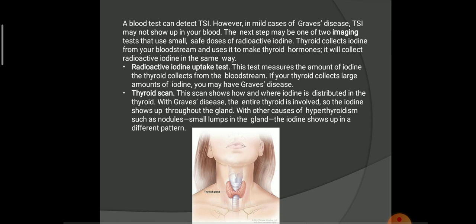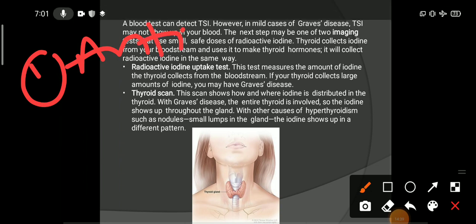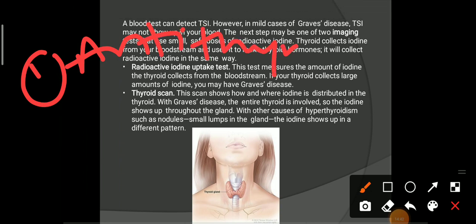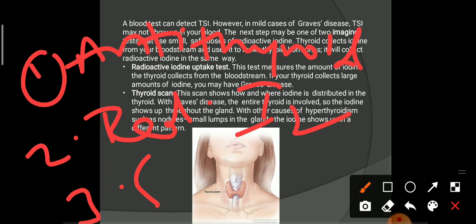Now, what is the treatment plan for Graves disease? The treatment plan mostly includes three options. Number one is anti-thyroid drugs. Number two is radioactive iodine. Number three is surgery.